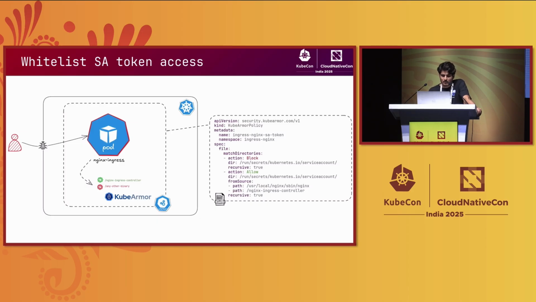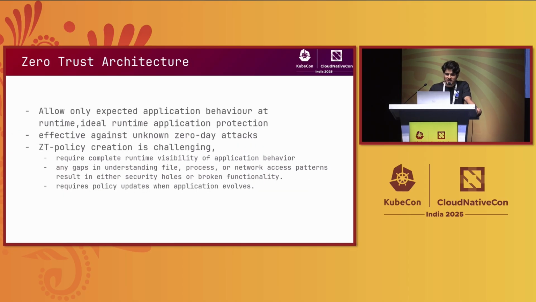And the policy that we just saw is the least permissive policy, which extends to the principle of the zero trust framework. The zero trust framework recommends that you allow only the expected behavior of the application at runtime. And if anything comes outside of that, consider that as a malicious activity and it should not be allowed. And zero trust policies are very powerful. In fact, they are effective against non-zero day attacks.